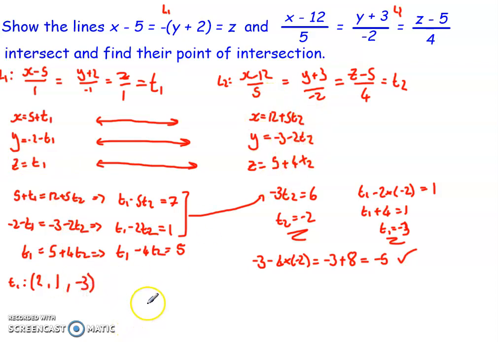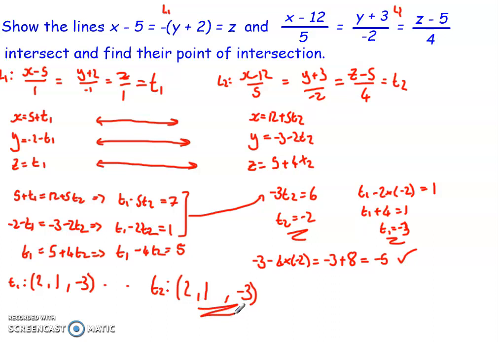If I was to use this one here, my t2, what I'd get is 12 plus 5t2, now t2 is negative 2, so I'd have 12 minus 10, which is 2. I then have negative 3 minus 2 times minus 2 t2, sorry. So I'd have minus 3 times plus 4, which would give me 1. And then my z would be 5 plus 4 of the t2s, so it'd then be 5 minus 8, which would be minus 3. So it works for either value there, but the point being, we've got the point of intersection of those two lines in 3D space as being 2, 1, negative 3.